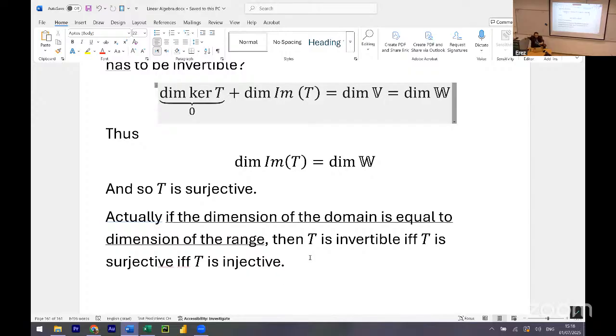So this 15 minute rant shows you the main applications of the kernel and the image. Why do we study it? These are the main applications. They help us know whether the function is injective, surjective, and whatnot, which are things that we are interested in about functions in general. And in linear functions, they are very simple, and they all translate algebraically to matrices.